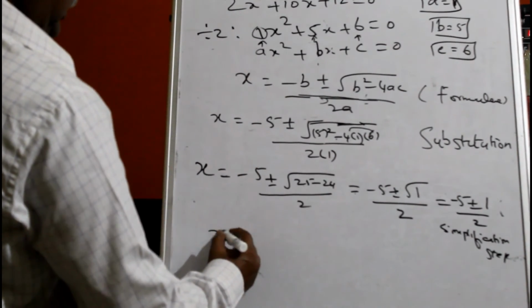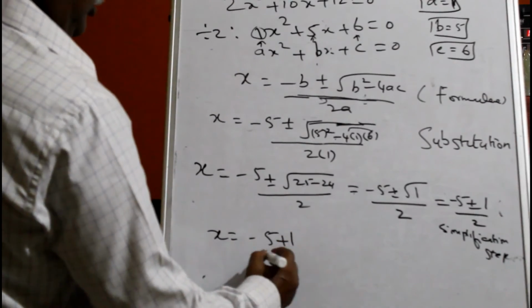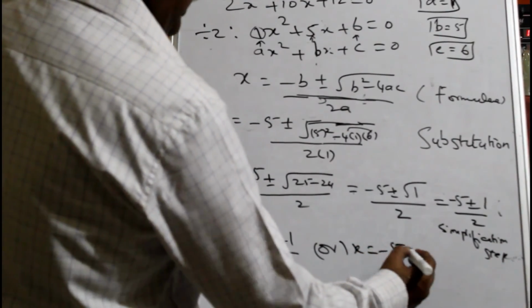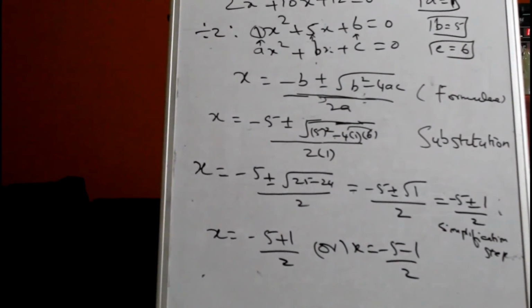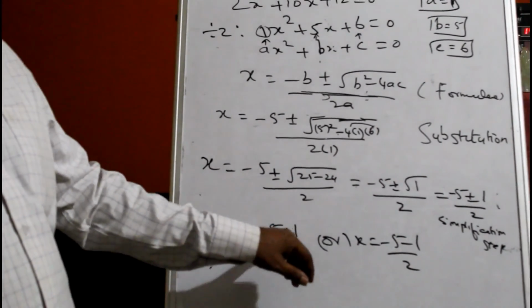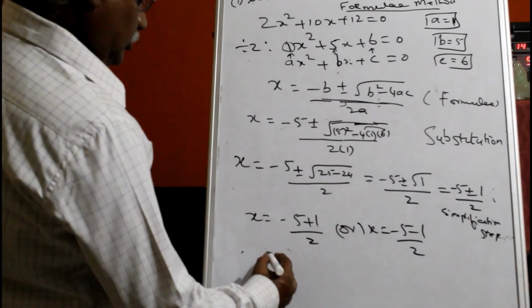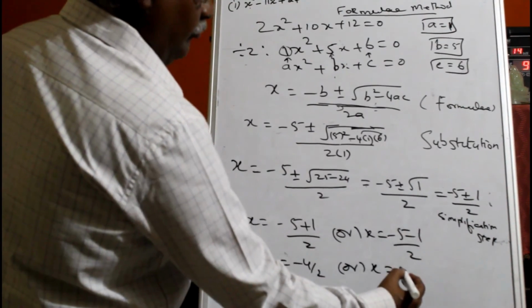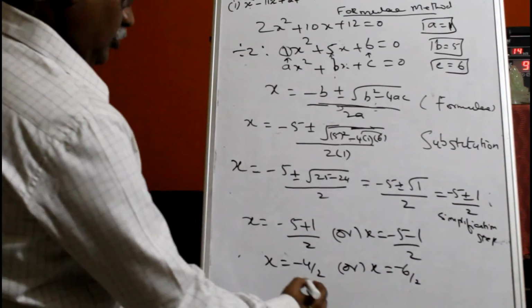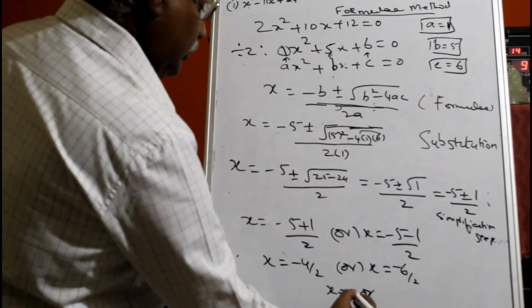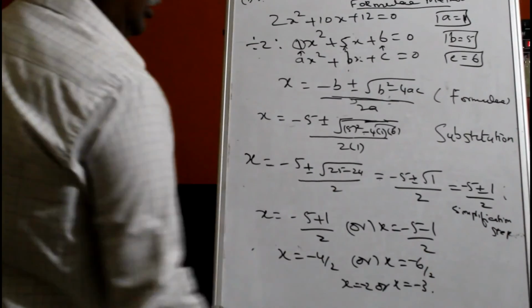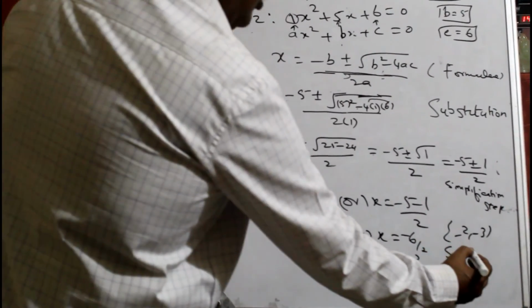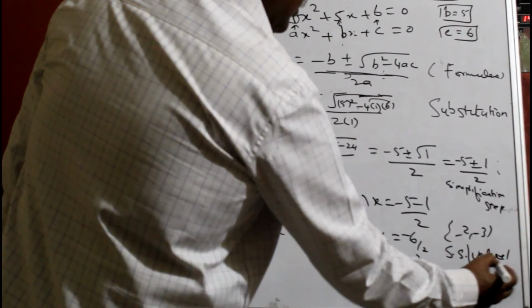So you get x is equal to minus 5 plus 1 by 2, or x is equal to minus 5 minus 1 by 2. So plus or minus means you must split into two answers. One is plus 1, one is minus 1. So x is equal to minus 5 plus 1 is minus 4 by 2, or x is equal to minus 5 minus 1 is minus 6 by 2. So you get x is equal to minus 2, or x is equal to minus 3. So minus 2 comma minus 3 is called the solution set, or it's also called the values, or it's also called roots.